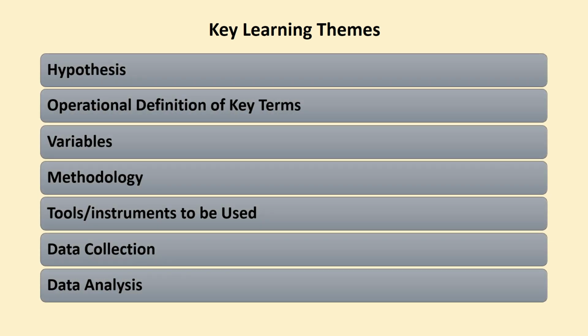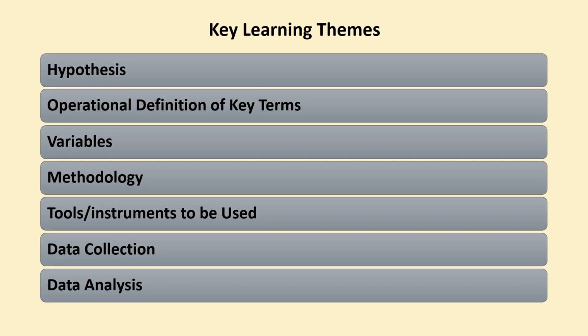For today's lecture, the key learning themes are: first, hypothesis; second, operational definition of key terms and variables; methodology; tools or instruments to be used; data collection and data analysis. Today in the present lecture we will discuss all these things as components of a research proposal. As we discussed in the previous lecture, some components are at the starting, and now these are the components which follow. So let us discuss all these components one by one, in brief.